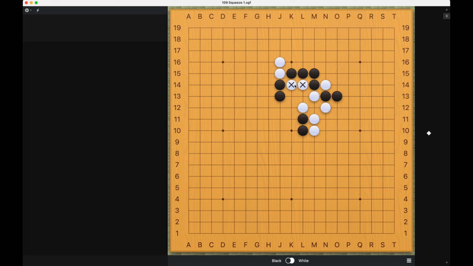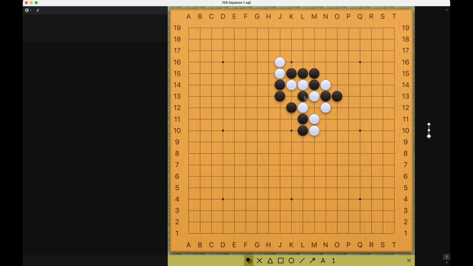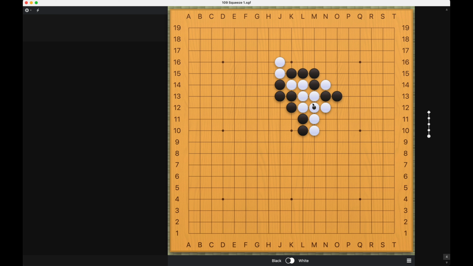Black's goal is to capture these two marked white stones. As we can see, these two stones have two liberties left. If we try two simple ataris, like this, white will connect with the outside. If we threaten white with a possible snapback here, it still doesn't work, because white can occupy this point and will still escape.